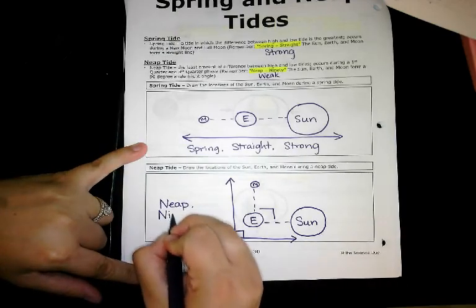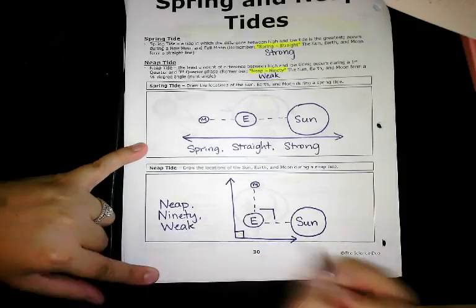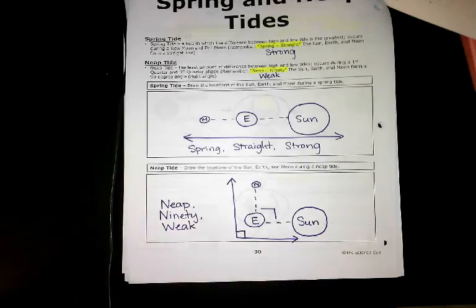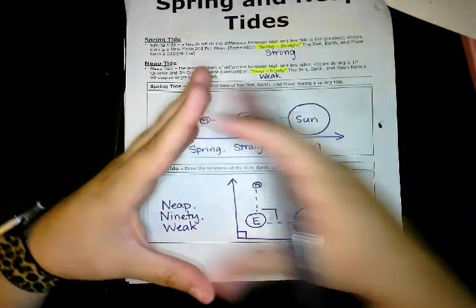Neap, 90, weak. Right? Make sure you have that on yours as well. Neap 90 weak. Spring straight strong. It's in a straight line. It is strong and pulling those tides.